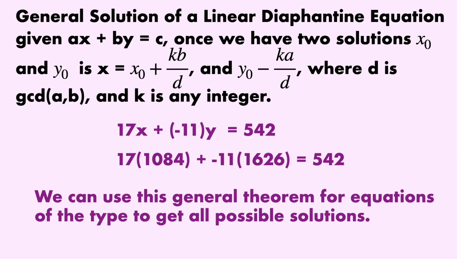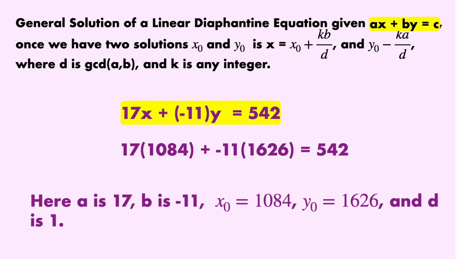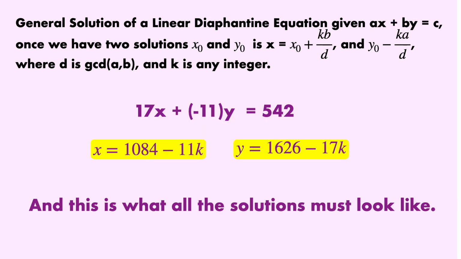This is the general theorem for equations of this type, which will give all possible solutions. We're looking for all x and y for which 17x minus 11y is 542, and we know that 1084 and 1626 are two solutions. So here a is 17, b is minus 11, our two solutions x naught and y naught are 1084 and 1626, and d, which is the greatest common divisor of 17 and 11, is 1. And this is what all the solutions have to look like. X is 1084 minus multiples of 11, and y is 1626 minus multiples of 17.